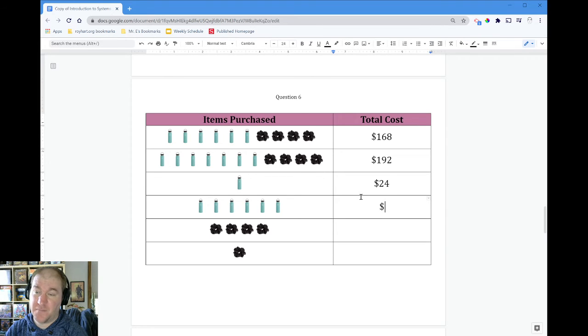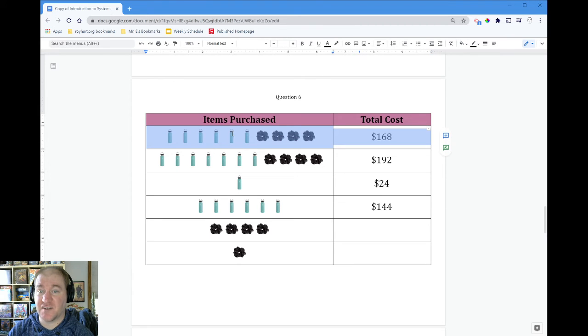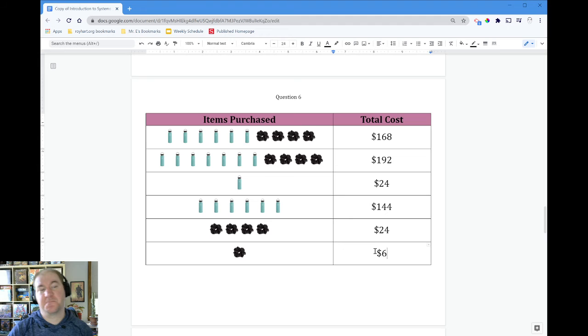5 bottles would be 120. 24 times 5 is 120. Nope, that's 5 bottles. So 6 bottles is 144. And the reason why that's helpful to us is this purchase right here. If we know that the 6 bottles cost 144, we take that away from the 168, and we'd get that the 4 scrunchies cost $24. That means each scrunchie costs $6.